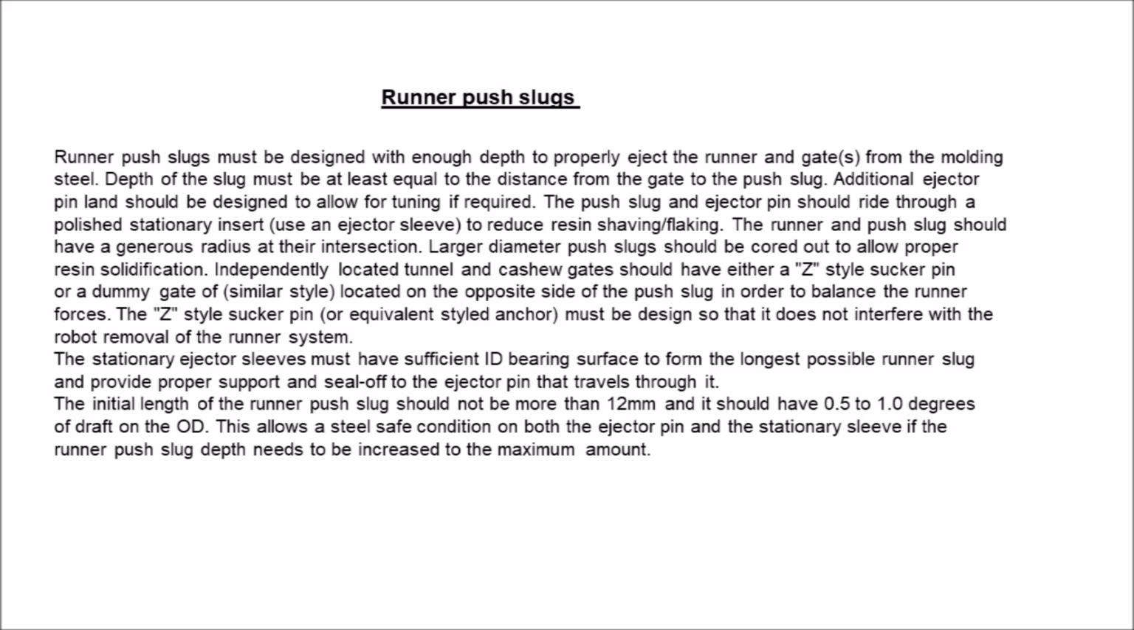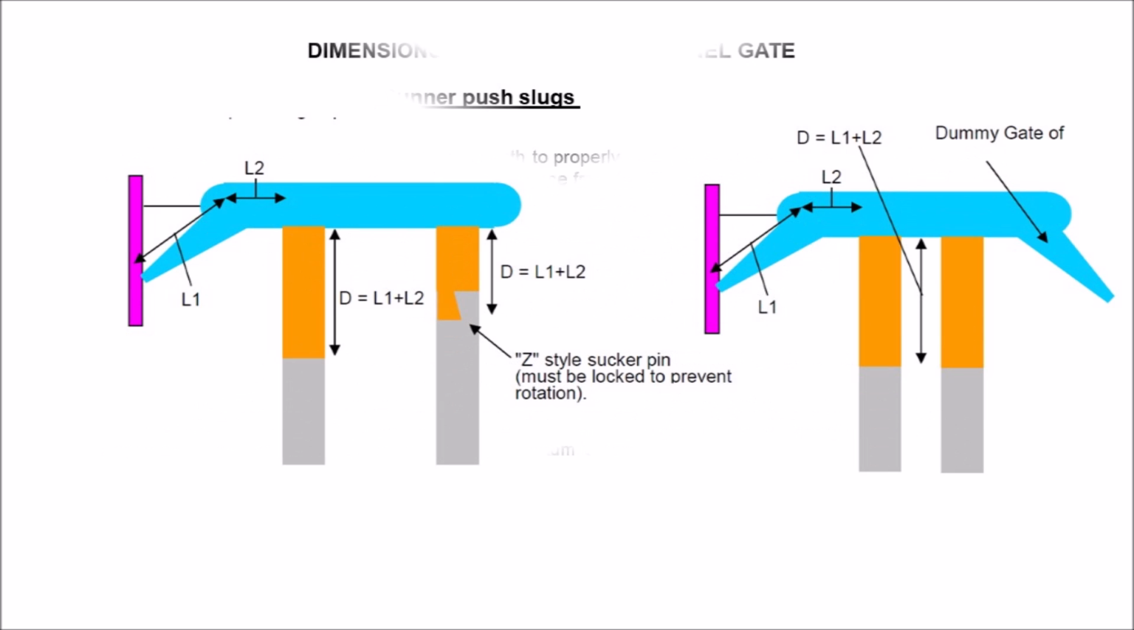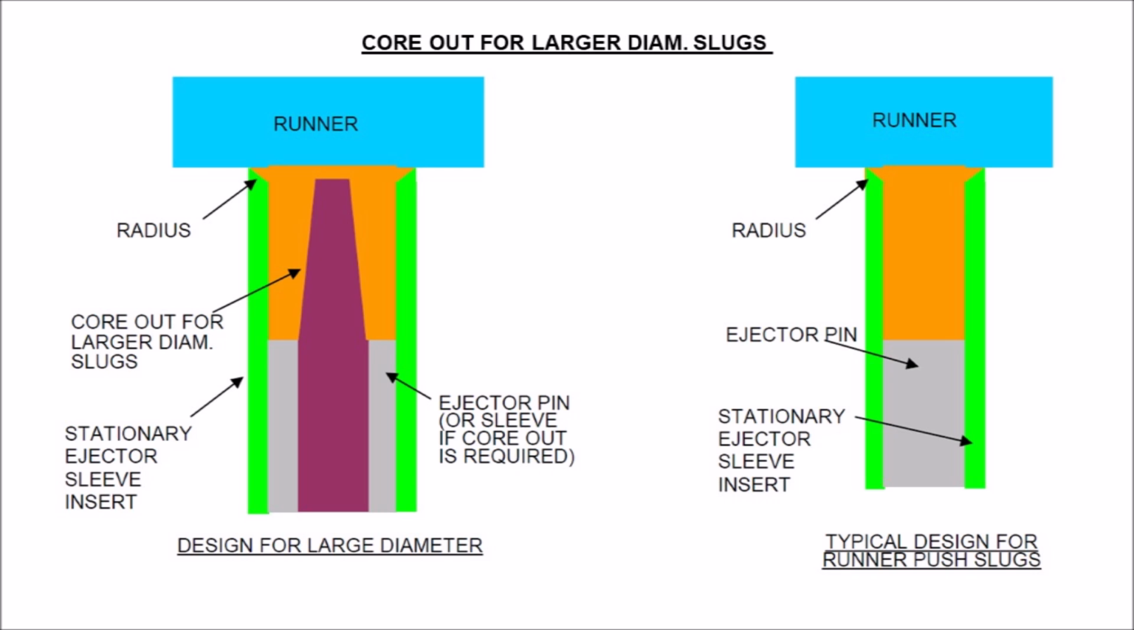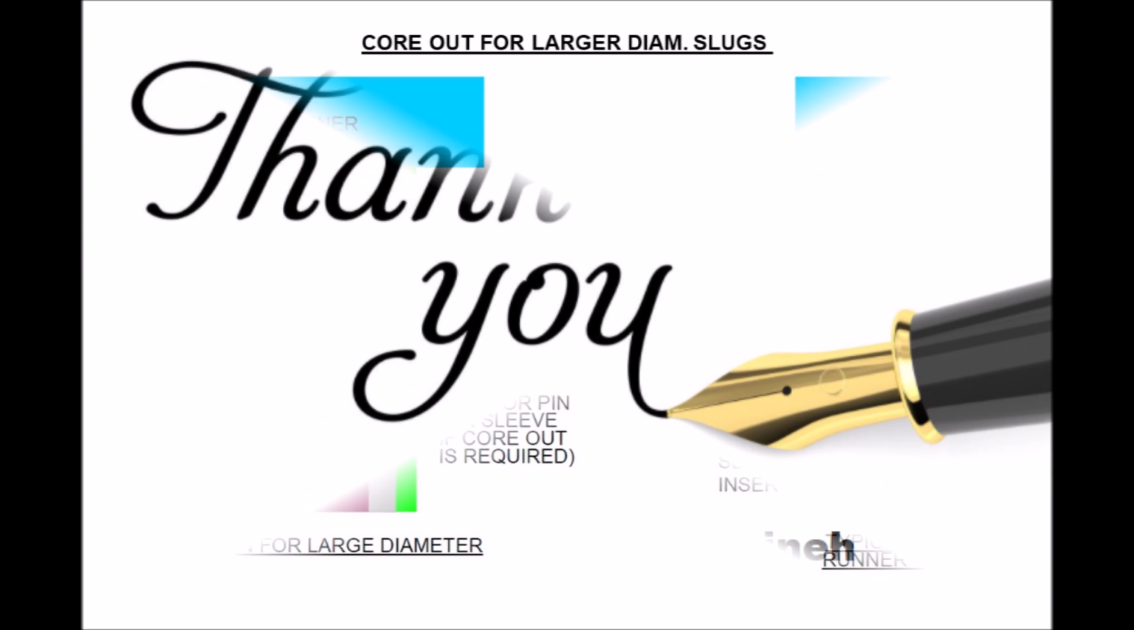The initial length of the runner push slug should not be more than 12 mm and it should have 0.5 to 1.0 degrees of draft on the OD. This allows a steel-safe condition on both the ejector pin and the stationary sleeve if the runner push slug depth needs to be increased to the maximum amount. These are the design criteria for core out for larger diameter slugs.